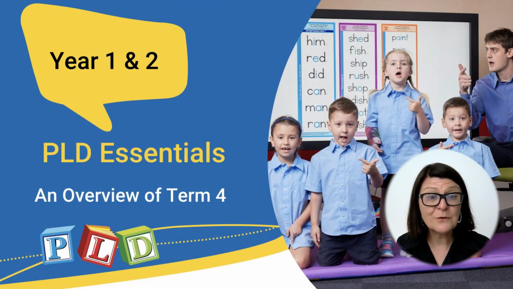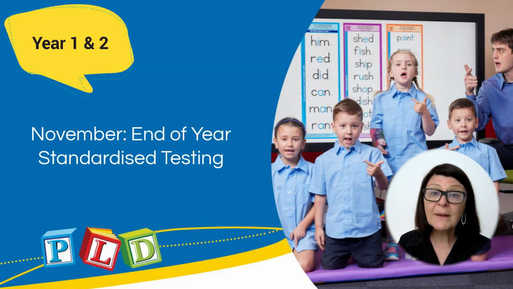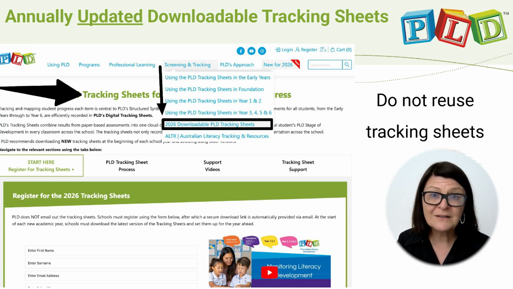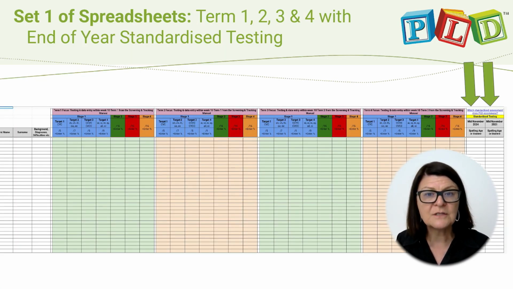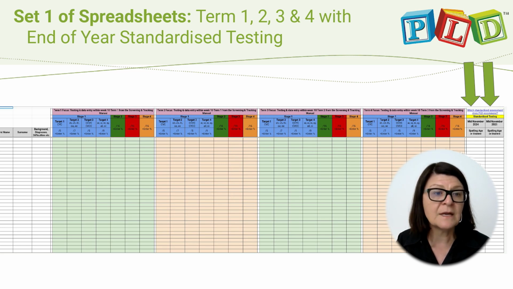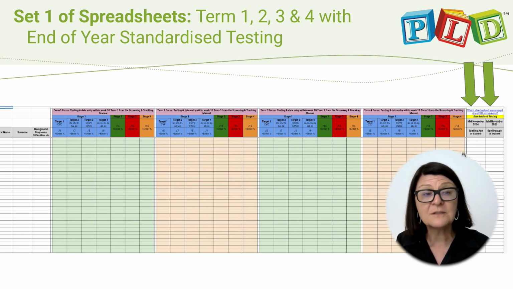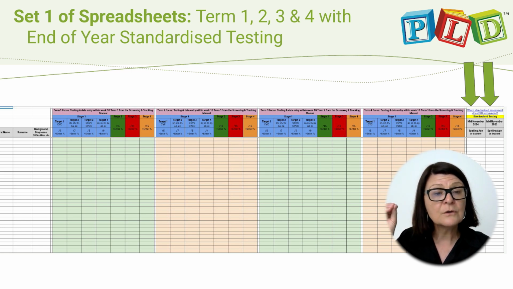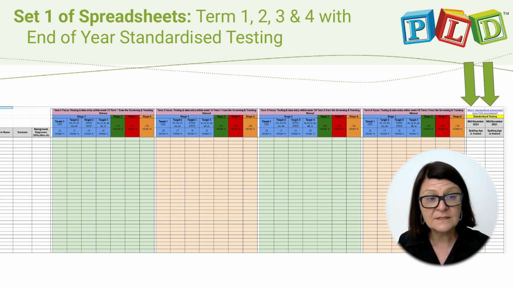Welcome to Term 4. Remember that in November there will be a scheduled standardised assessment. The first set of tracking sheets provided your Term 1, Term 2, Term 3, Term 4 class profiles, and right at the end here is the space allocated to the spelling age for students in November, and we can compare that to their spelling age in the previous year, also scheduled in November.